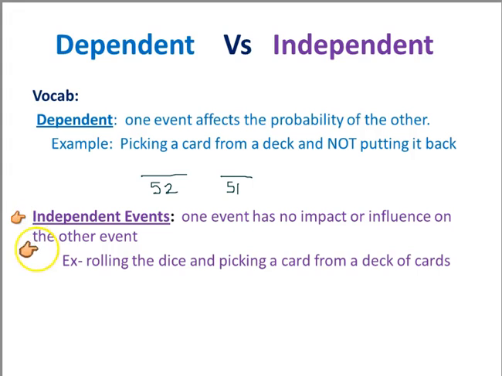Where an independent event, somebody who's independent is able to do things, get things accomplished on their own. So one event is going to have no impact or influence on the other. For example, if you needed to find the probability of rolling a certain number on a dice and picking a card from a deck of cards, well, the dice and the deck of cards have nothing in common. They're 2 different objects. So these 2 probabilities are going to be separate from one another. They won't affect one another, so they would be independent. I'm going to go on to the next slide.